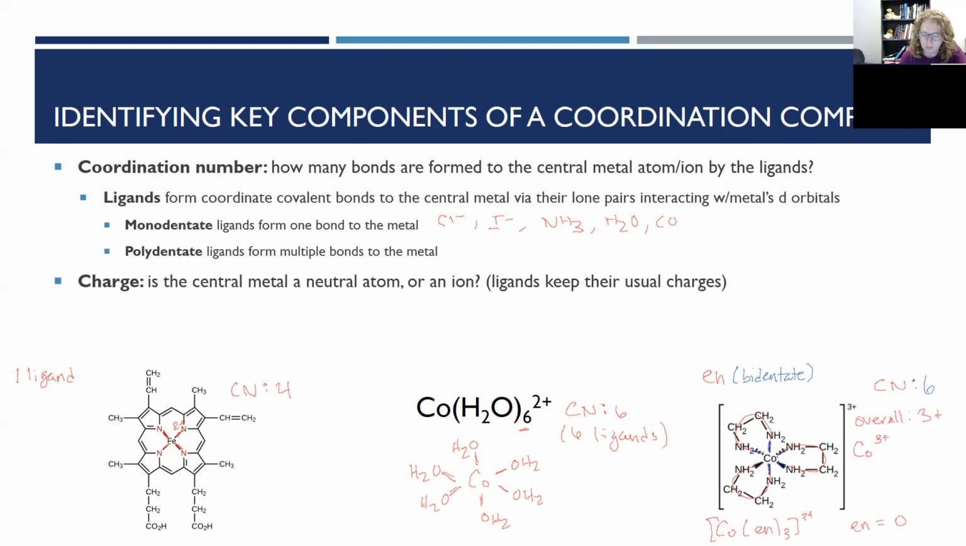What about our water complex? Well, small molecules like water are neutral, and so all of them are 0. And so if the whole complex is 2 plus, then the cobalt has to be 2 plus as well.